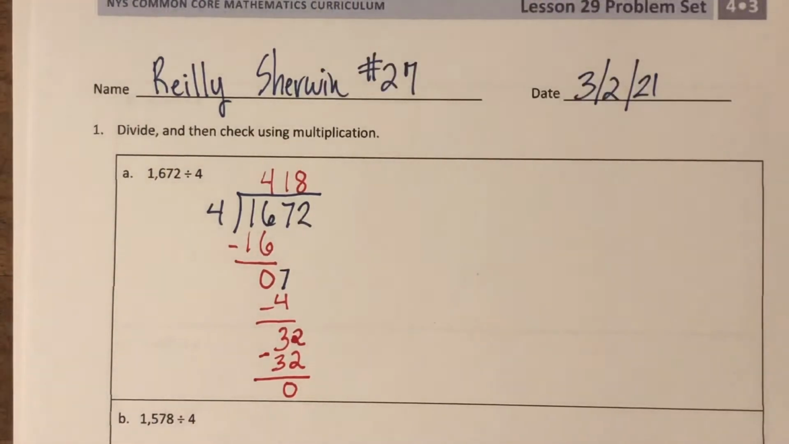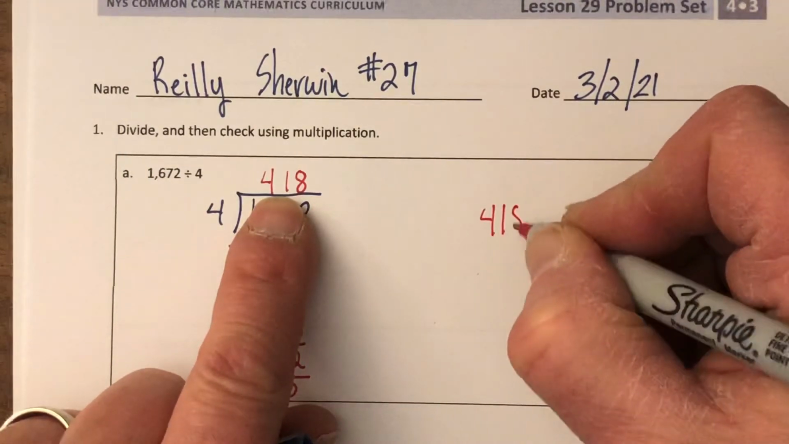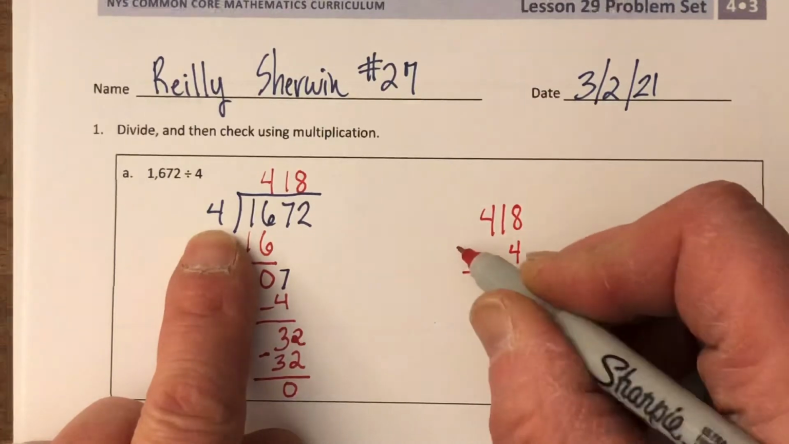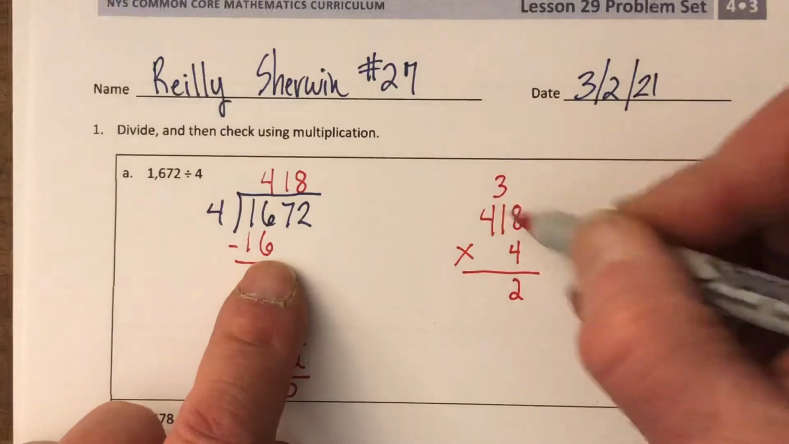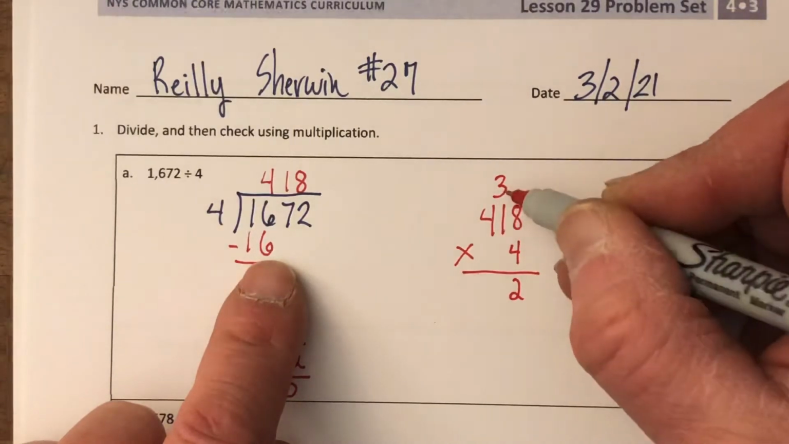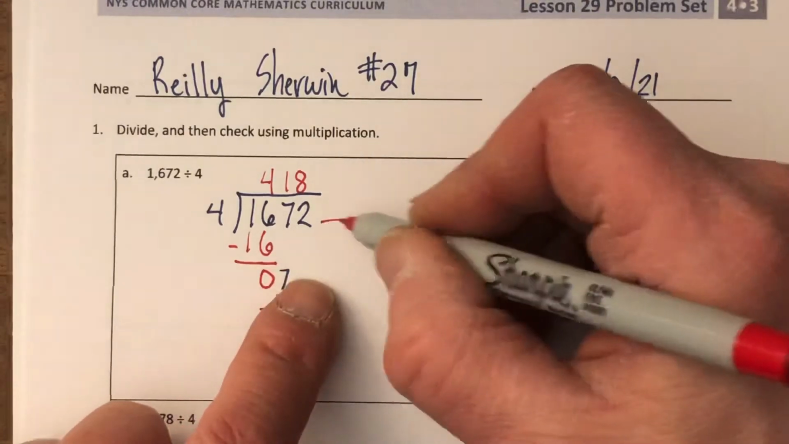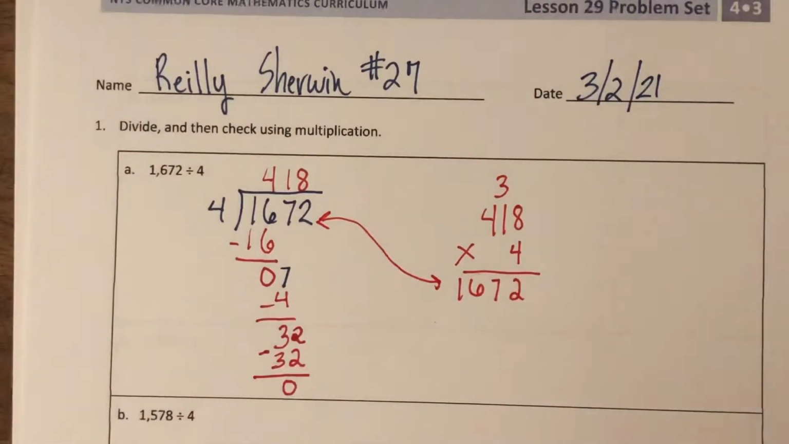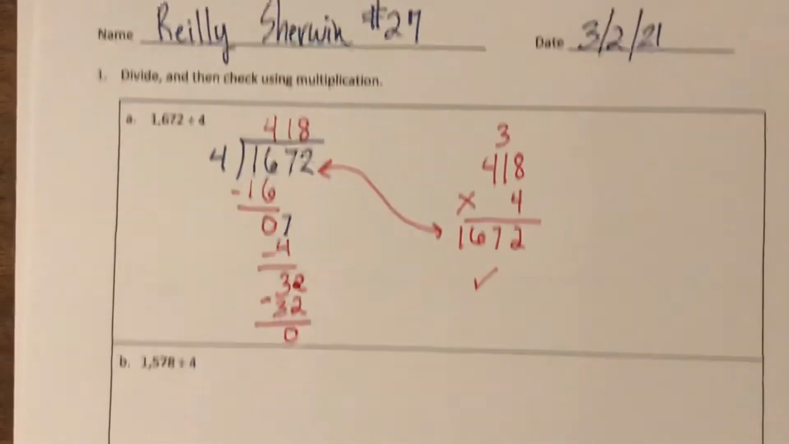Now, it also tells me to use multiplication to check. And how would I do that? Well, I take my quotient, 418, and multiply it by my divisor, 4, and see what I get. 4 times 8 is 32. 4 times 1 is 4, plus 3 is 7. 4 times 4 is 16. See how these are the same? I know my answer is correct, so it checks, all right? Great, let's do the next one.